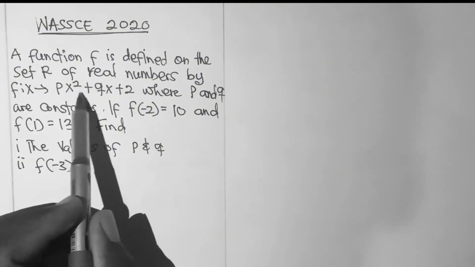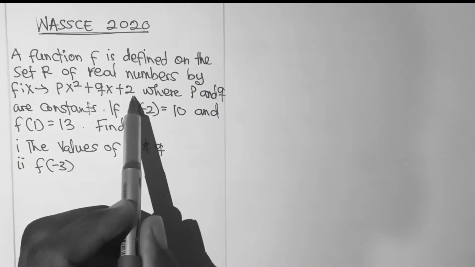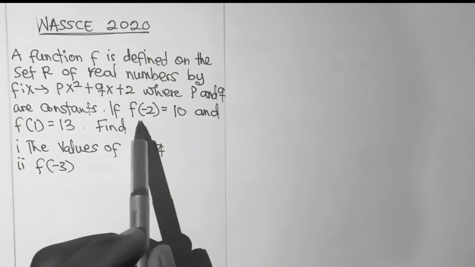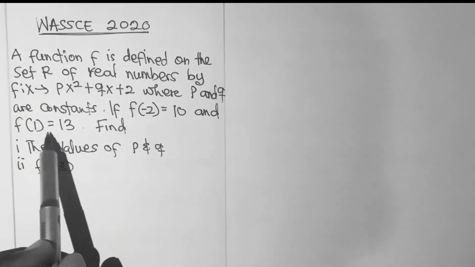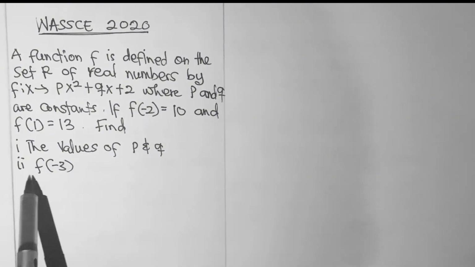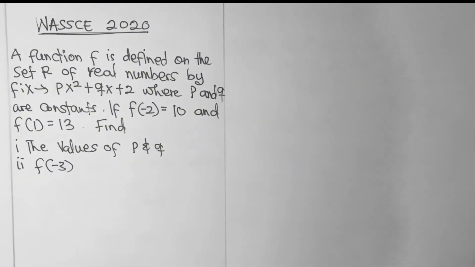A function f is defined on the set R of real numbers by f: x maps to px squared plus qx plus 2, where p and q are constants. If f of minus 2 is 10 and f of 1 is 13, find the values of p and q and f of minus 3.